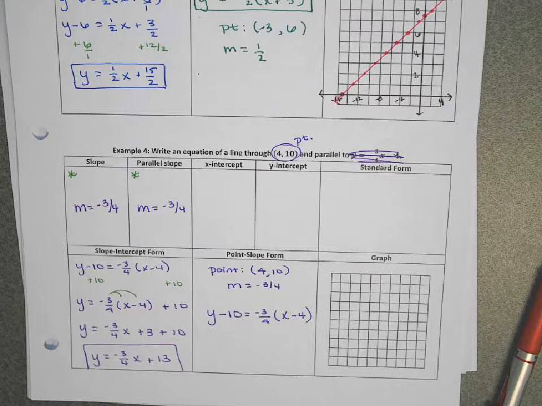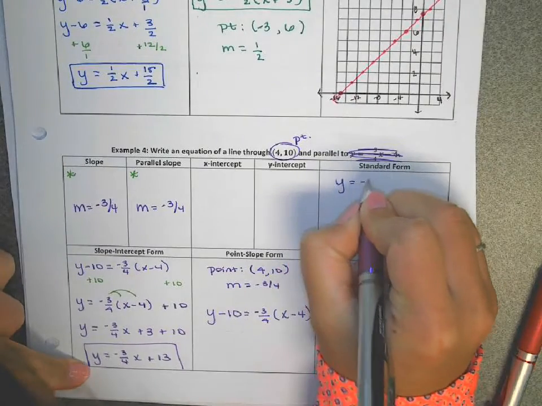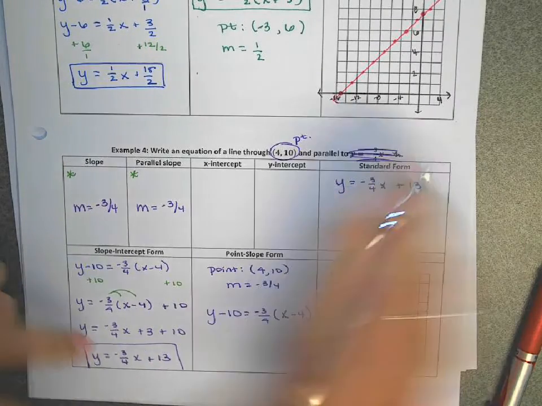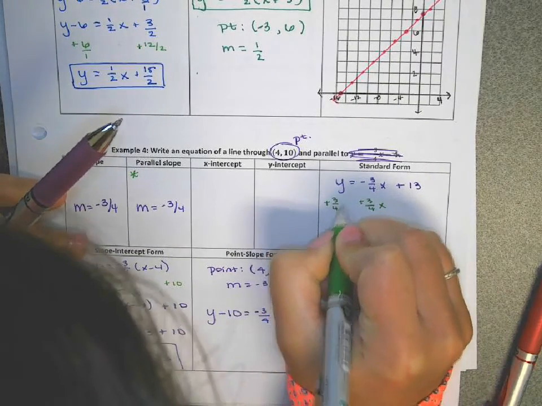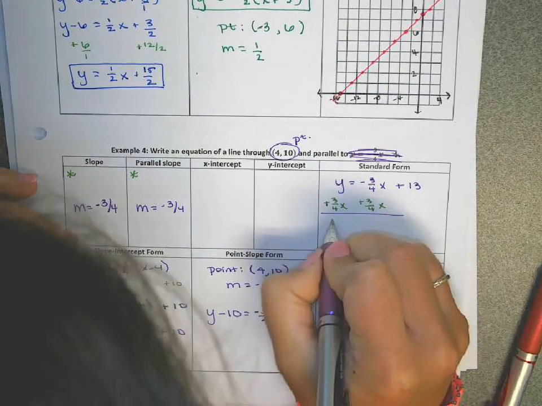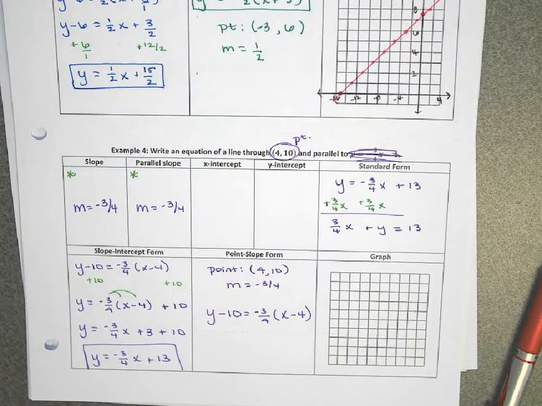All right. What should we do next? Standard form. Okay. How are we going to get to standard form? You would add 3/4 x first. Okay. So we're going to start with this one. So you're adding 3/4 x on both sides. So we have 3/4 x plus y equals 13. So far, so good.